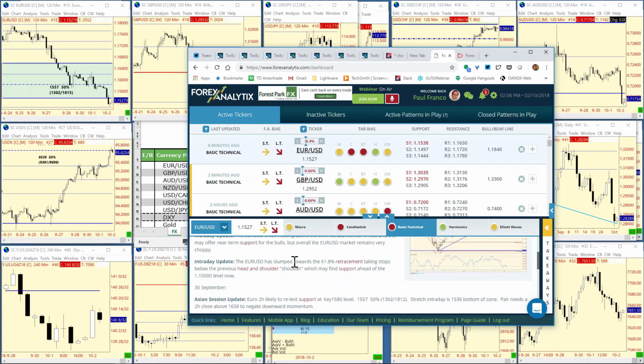Here was an intraday update where someone said they were looking for support down here at 115, and we have come down here. Initially, going from the Sunday session, we were looking to test key support at 1580 because we were holding above 16, and certainly we did that. And the stretch intraday for yesterday was 1536. Well, we got to the 1536 and then some. And we're starting to move up a little bit higher here in the euro.